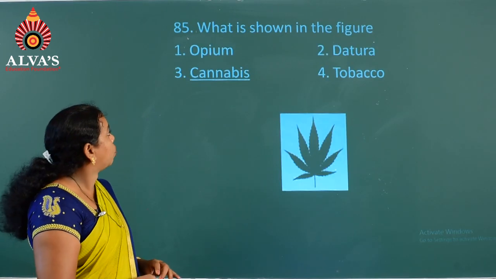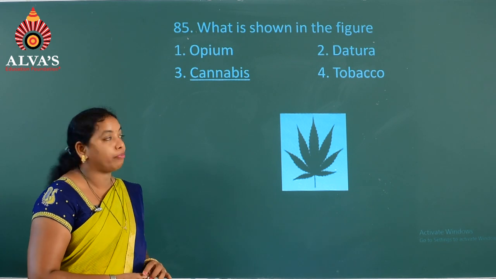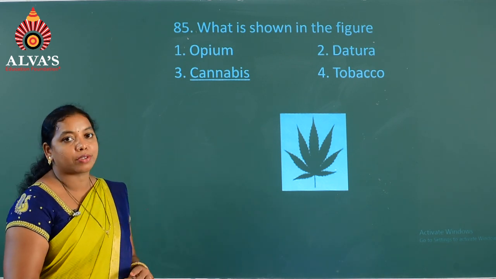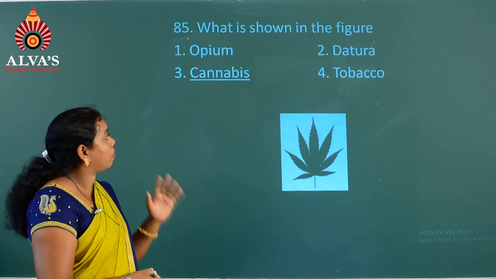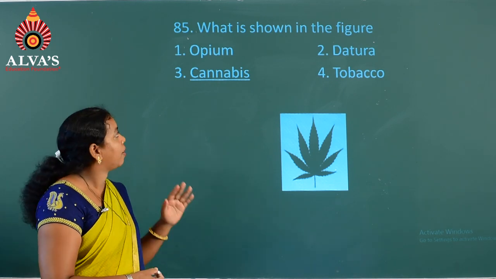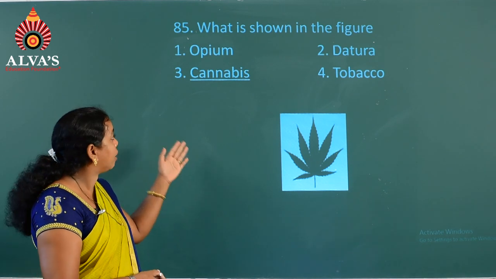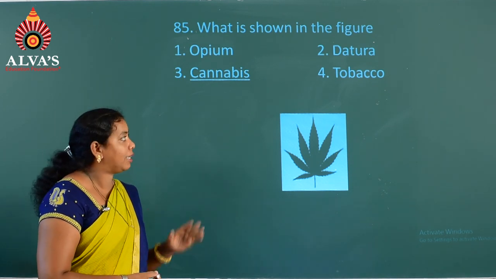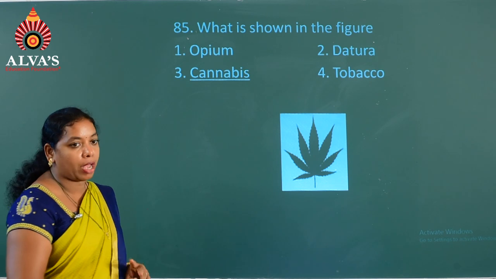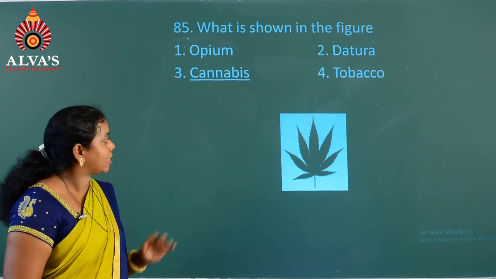Moving on to the next question, question number 85. What is shown in the figure? One diagram is given in the figure where we have to identify the correct option. The picture given is the picture of the leaf of cannabis. So the right answer for question number 85 is the third option, that is cannabis.